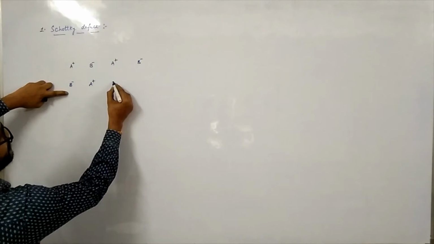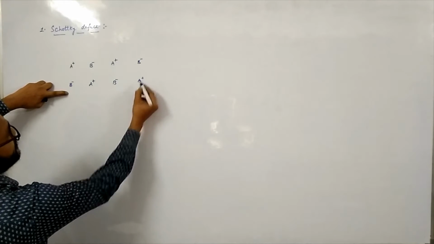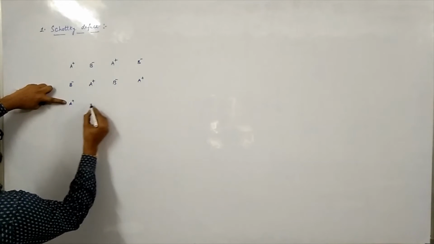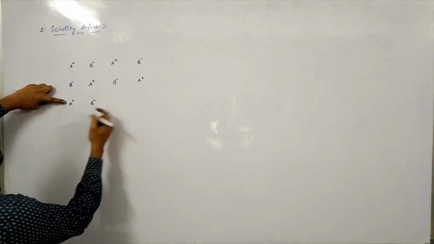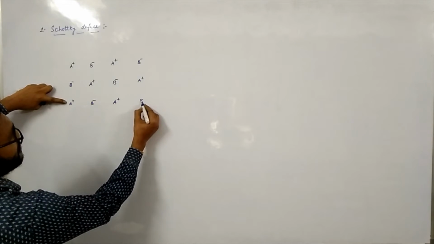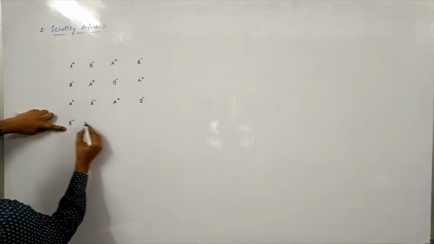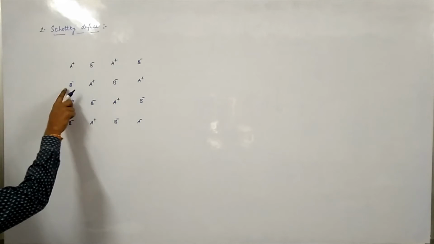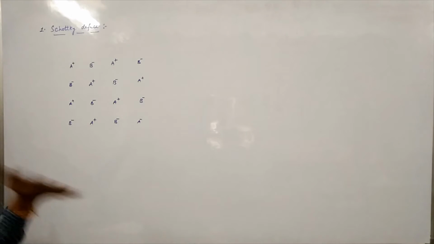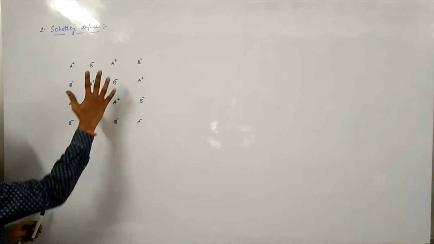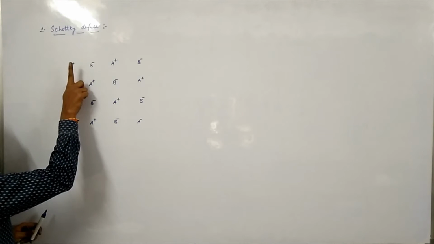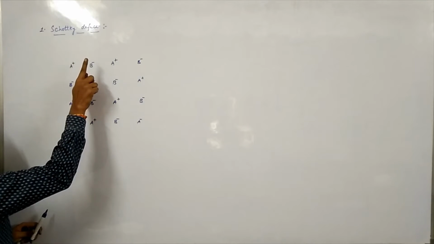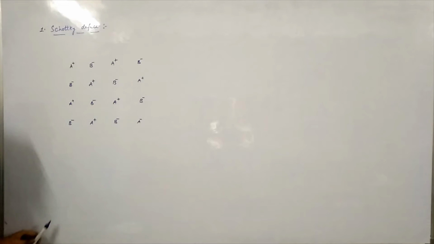A plus, B minus, A plus, B minus in the row. In the next layer, B minus, A plus, A plus, B minus. Cations are A plus, anions are B minus. Now above this, you will get another layer. What is the ion present in the next layer? B minus, A plus, B minus, A plus, in such a way. I am taking only two-dimensional form.